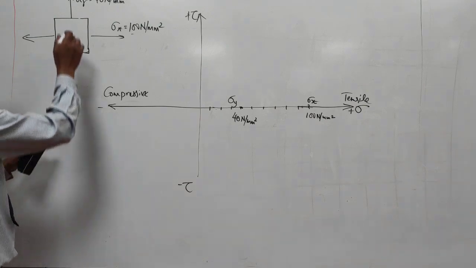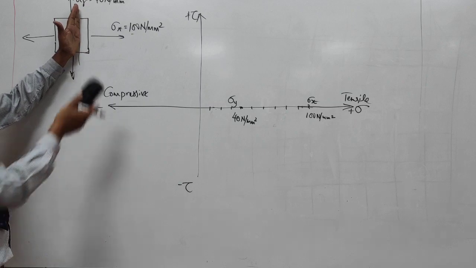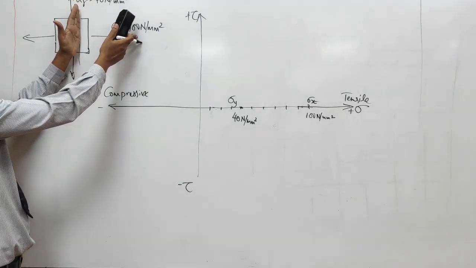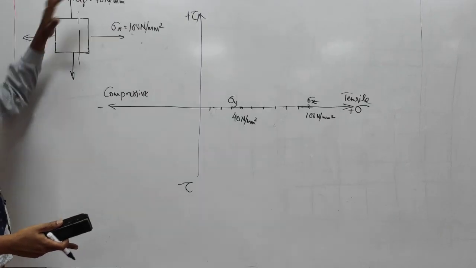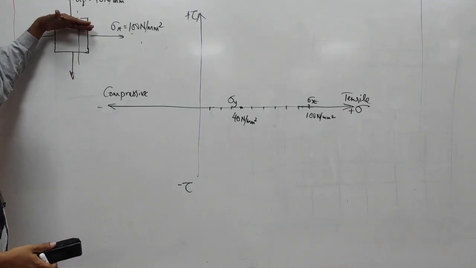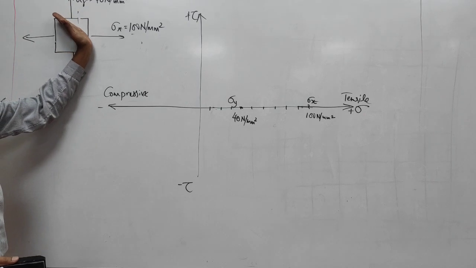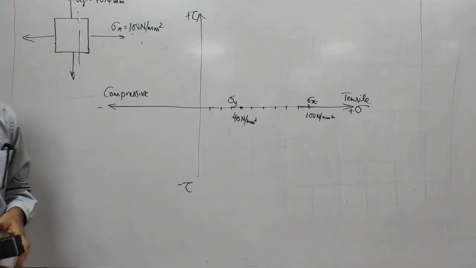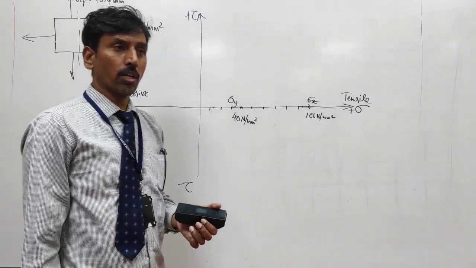So that means if you take a plane like this, that plane would be experiencing a force of 100 Newton per m square. If you take a plane like this, that would be experiencing 40 Newton per m square. Well, now what would happen to the planes which are in between? Suppose if you have a plane something like this, what would be the stress in that?